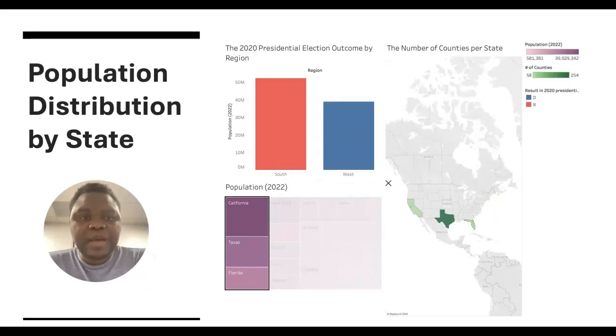This tree map that we highlight represents the state population in 2022, with a larger box indicating higher population size. So as you can see, California, Texas, and Florida have the highest population. So they play a crucial role in national elections.